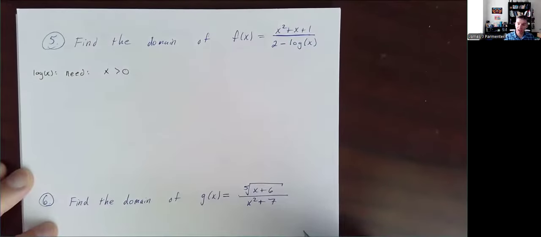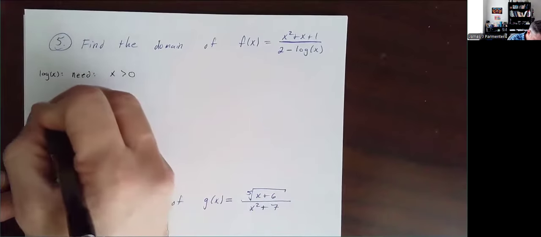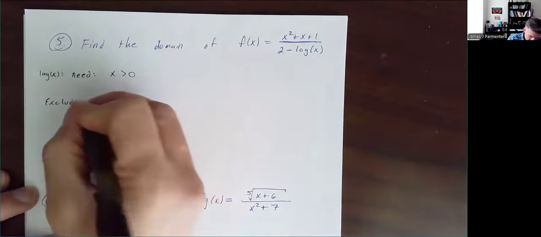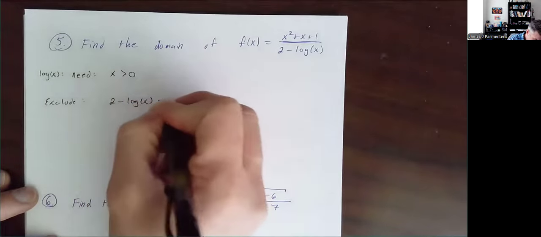But then we also need our denominator to not equal 0. So we want to exclude, I should have just said set here really, but we want to exclude 2 minus log of x equal to 0.